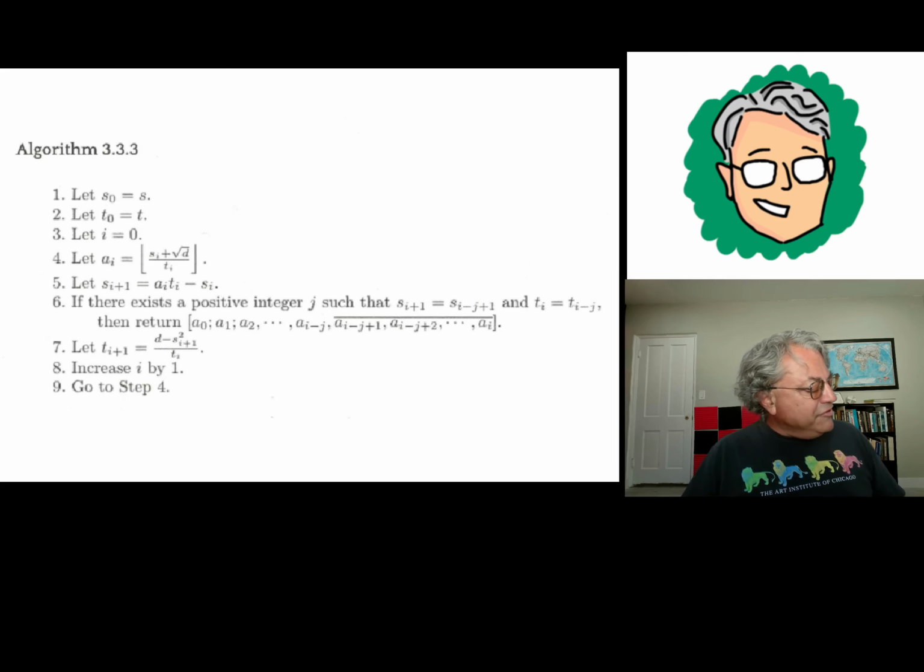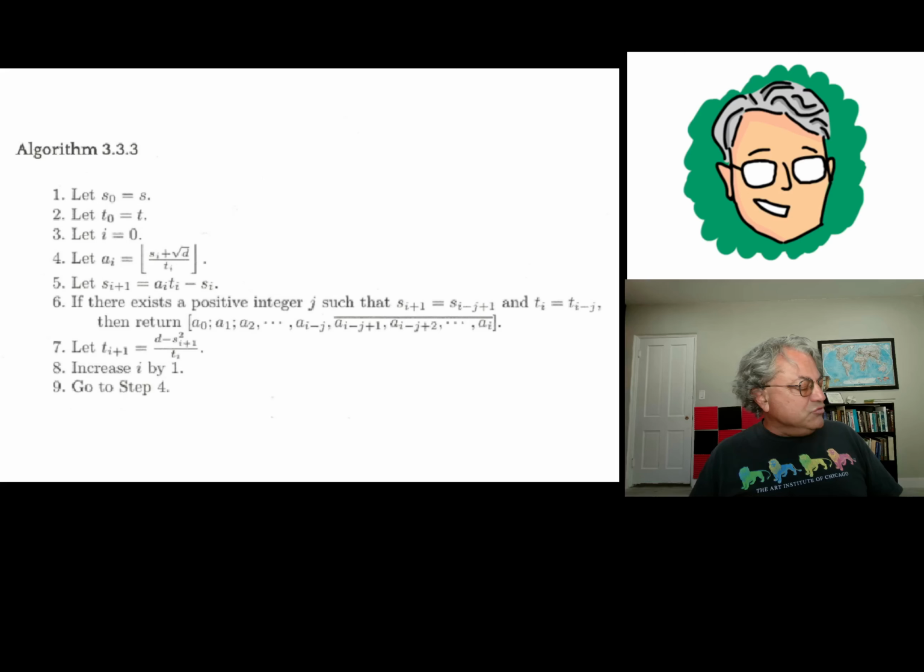So we let t sub i plus 1 be d minus s sub i plus 1 quantity squared, all over t sub i. It turns out this number is always an integer. I'm not proving it here, but it is. It's kind of a remarkable property of these quadratic irrationals. And then we increase our index i by 1, and we keep going.